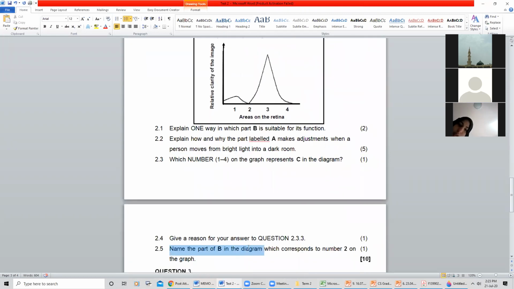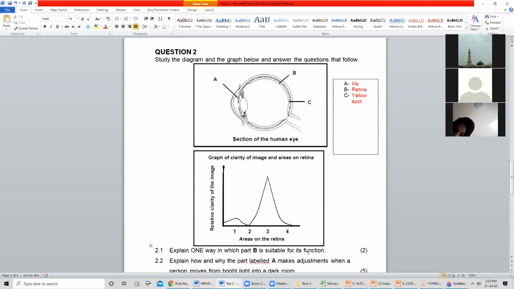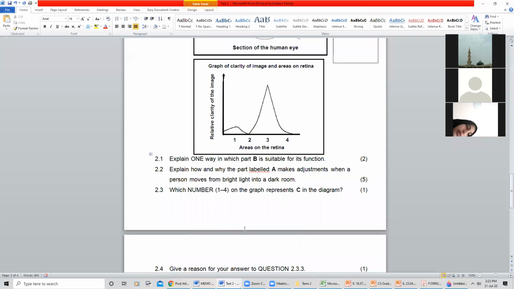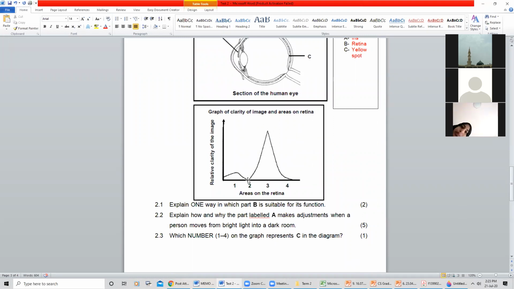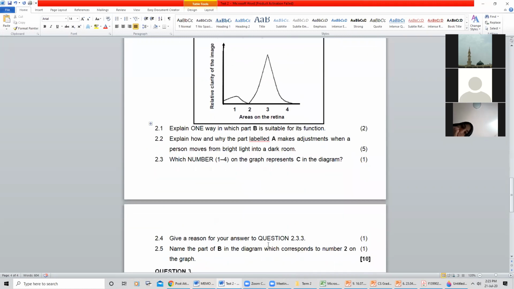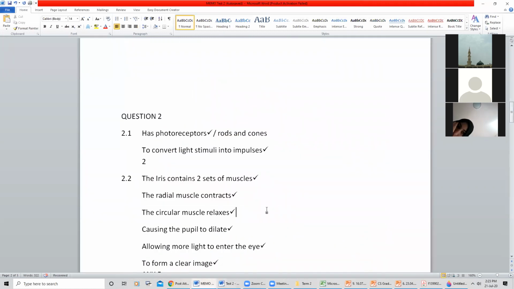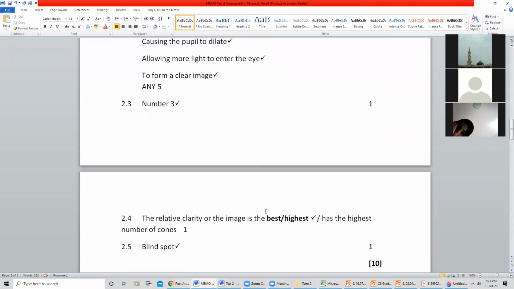Name the part of B in the diagram which corresponds with number 2 on the graph. That's for 2.5. So which part of B, which part of the retina corresponds with number 2? Just name. The question is saying name, so you don't need to write the sentence. Perfect. Blind spot, right? And if they ask why, because you can see there's no vision at number 2. It's 0. It's touching the x-axis, meaning it's 0 on the y-axis, right? So there's no vision there. Why? Because that's the blind spot, and at the blind spot we know that there are no rods or cones, so there'll be no conversion of the stimulus into an impulse.